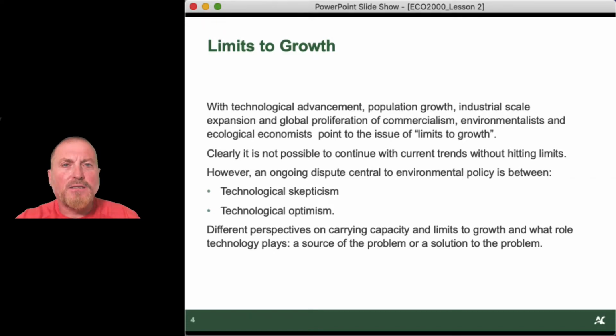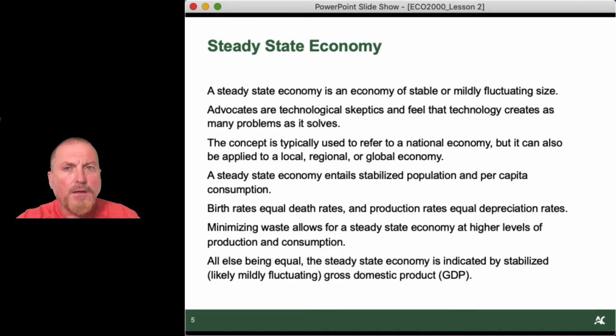And this leads us to different emphasis that ecological economists place on broad concepts as opposed to environmental economists. For example, the ecological economists would say the only solution here is a steady state economy. Technology is as much of the problem as it is a solution, and that really what we need is a steady state economy, which is an economy of a stable or mildly fluctuating size. Advocates are technological skeptics and feel that technology creates as many problems as it solves.